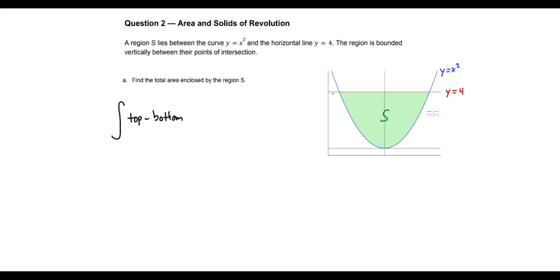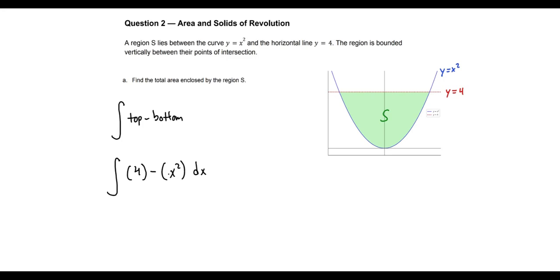In other words, we're going to figure out what the top function is and what the bottom function is in this shaded region here. And I think you can see pretty clearly that the top function is going to be y equals 4, and the bottom function is going to be y equals x squared. So when we go to set up our integral, it's going to be 4 minus x squared. You don't really need these parentheses here, but for more complicated functions, it's very helpful to use.